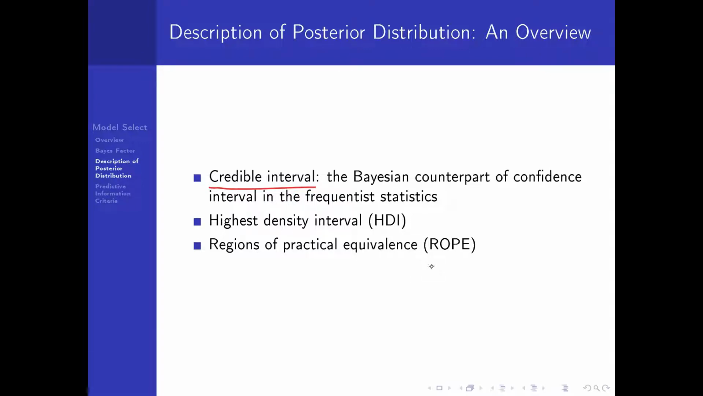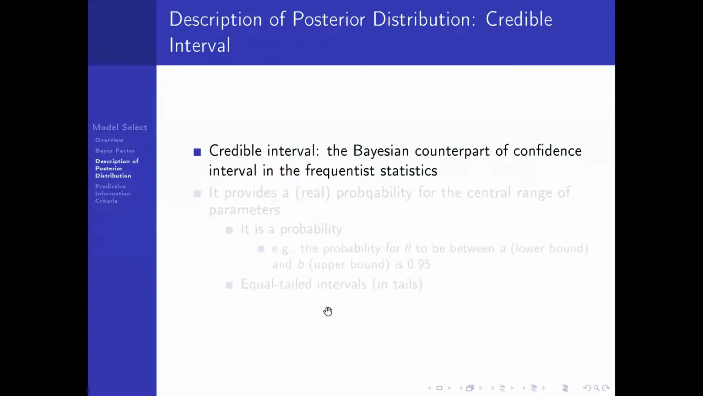And next one is called highest density interval. Sometimes it is abbreviated as HDI. And last one I want to talk about is regions of practical equivalence and the combined implementation of what is called HDI plus ROPE for a Bayesian assessment of null values.